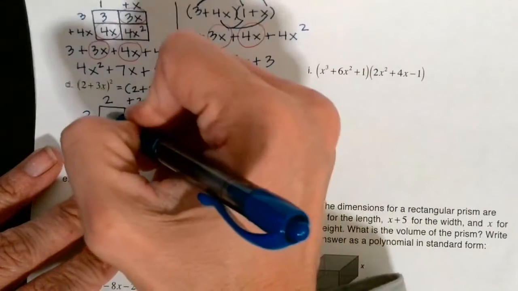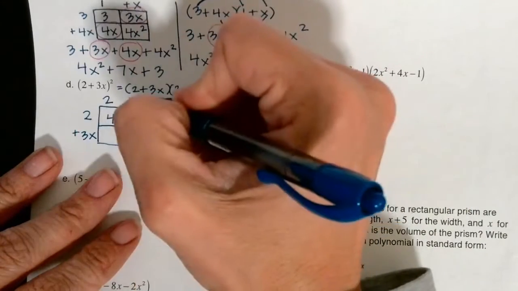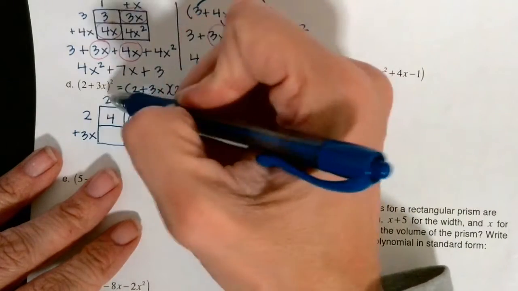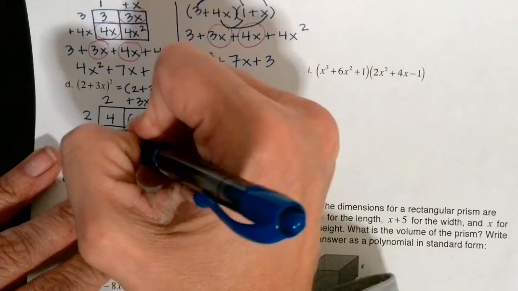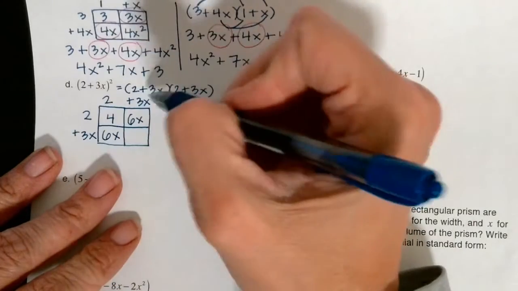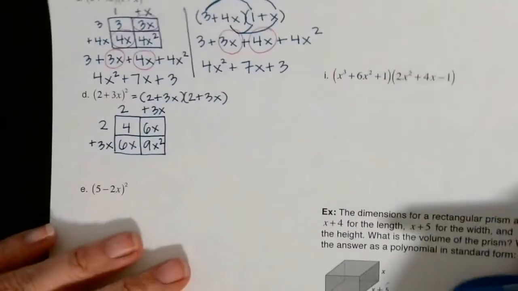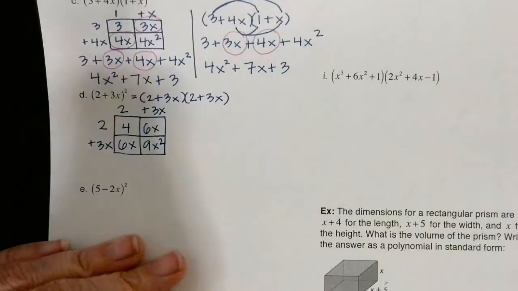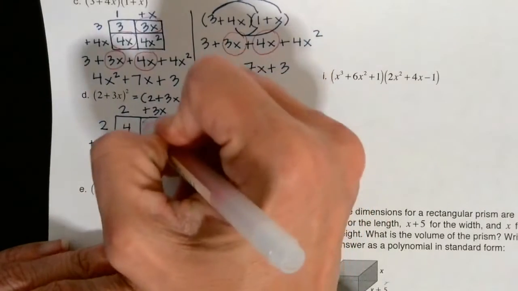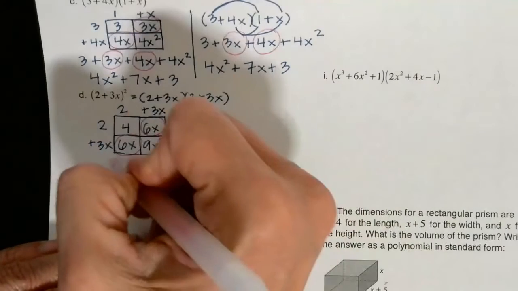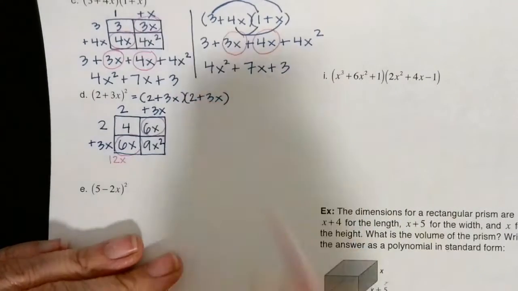2 times 2 is 4. 2 times positive 3x is 6x. Then we have positive 3x times 2, which is 6x. And 3x times 3x is 9x squared. Then we will see that these two terms are exactly the same. So 6x plus 6x is 12x when you add it together.